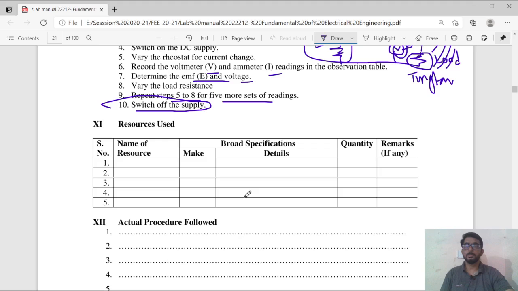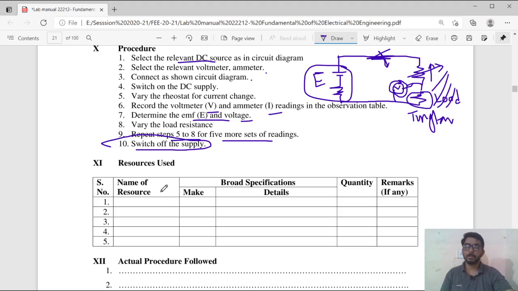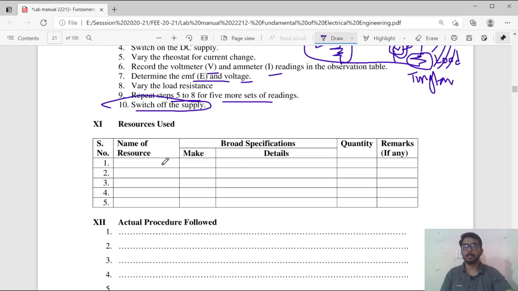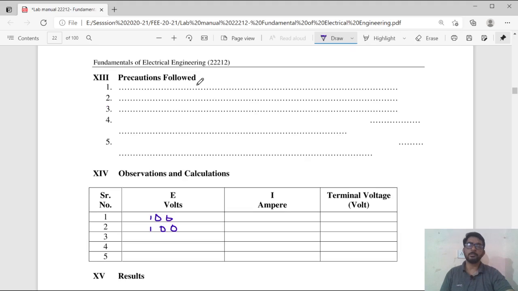Resources used: other than these resources, if you use some extra parts as per laboratory availability and faculty instruction, you can use other materials also. So write the name of the resource, make, details, quantity used, and remark if any. The actual procedure may be different from this procedure. This is the ideal procedure given, so write the actual procedure. Precautions followed: other than these precautions, if you followed some others, please write them there.